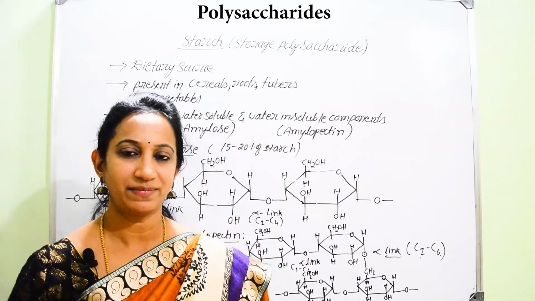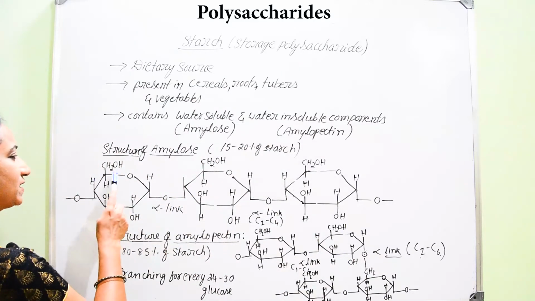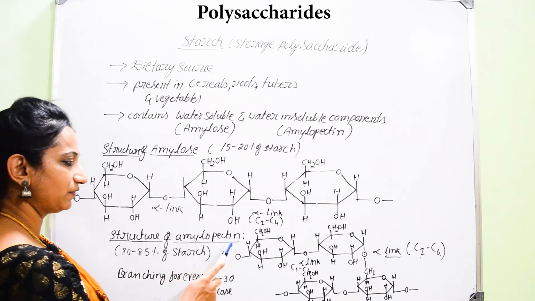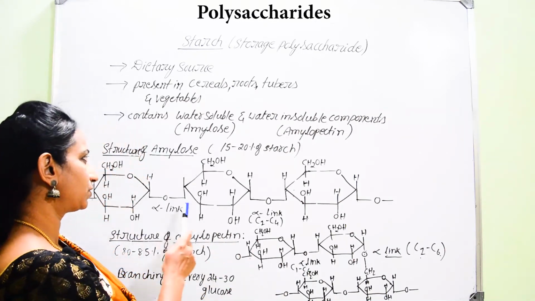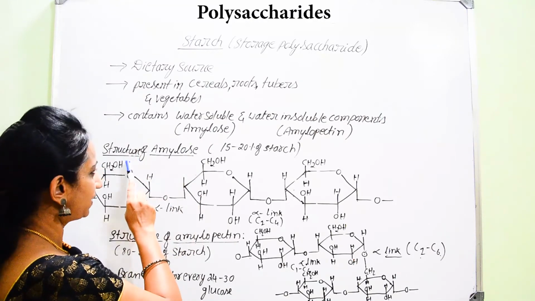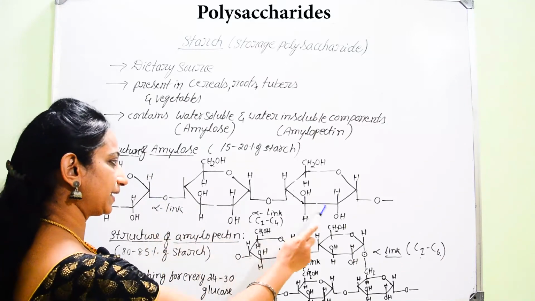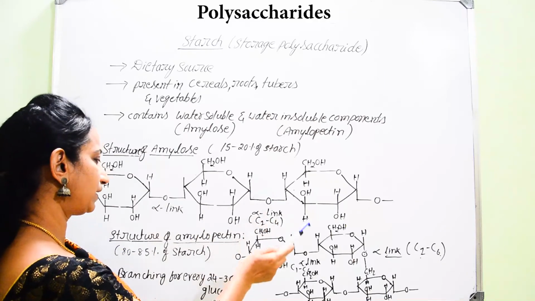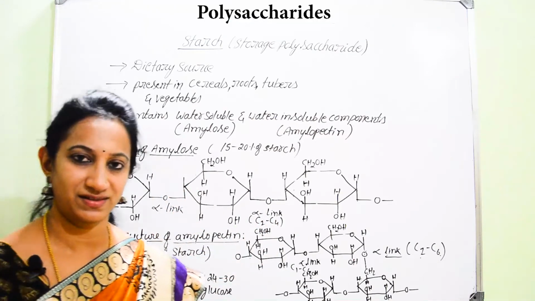In an examination, if they ask you to write the partial structure of the water insoluble component, then which one should you write? You should write the structure of amylopectin. Then if they ask you to write the partial structure of the water soluble component, or directly ask for the partial structure of amylose, then you need to write this arrangement. So you should remember the structural arrangement of both amylose as well as amylopectin.